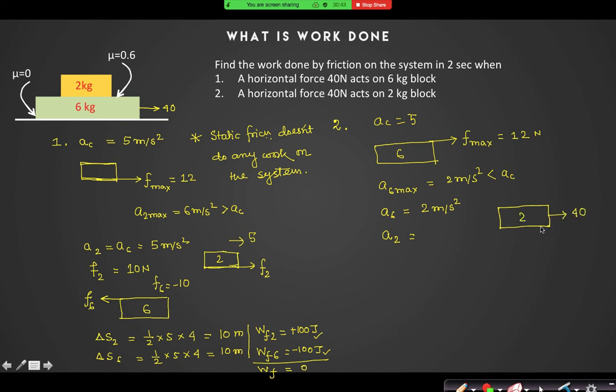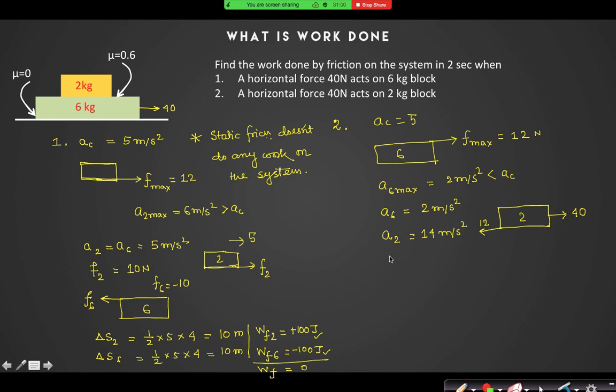In which direction will the friction force act? The opposite direction. And what will be the value of that friction force? 12 Newton. So what is the acceleration of the 2 kg block? 14 meter per second square.